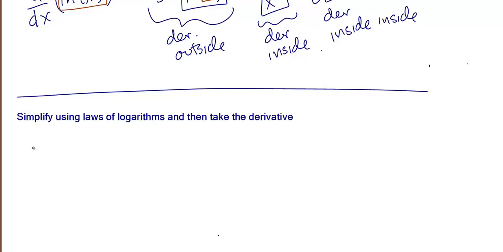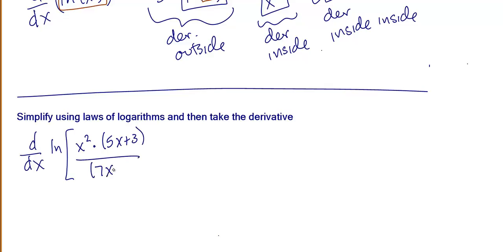So for example, let's say we want to take the derivative of the natural log of x squared times 5x plus 3 all over 7x minus 6 raised to the 10th power. We don't want to do this. Not only would we have the chain rule and lots of chain rules nested in here, but we also have a product and a quotient rule. This would be a mess to take the derivative using our traditional techniques. But what we can do is we can simplify using the laws of the natural logarithm.